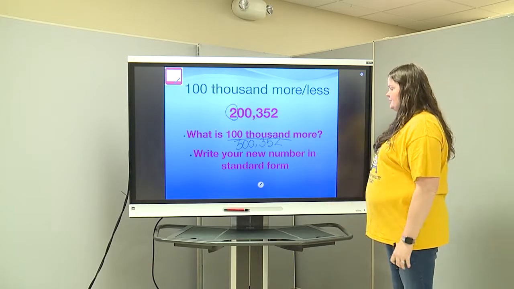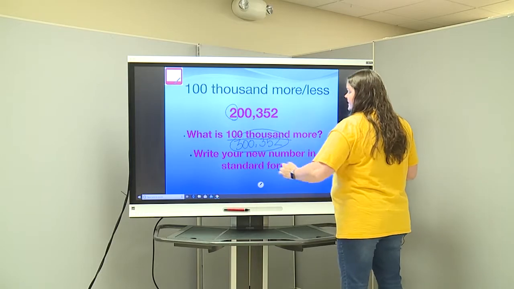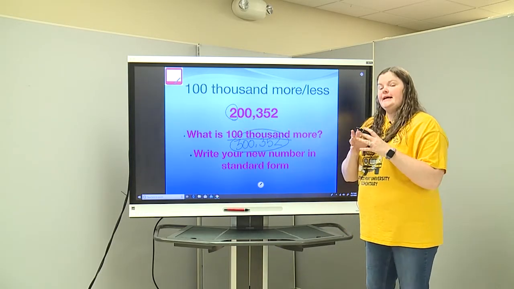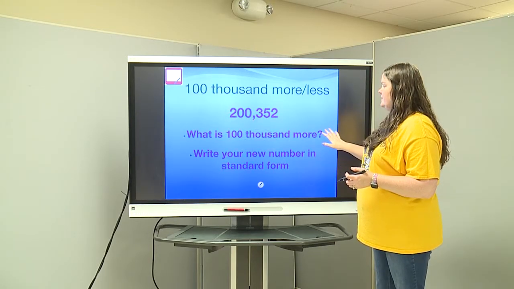And then of course it says write your new number in standard form, and we've already done that. It is 300,352. So again, all we did was we changed that 2 in the 100,000s place. Good job, you guys.